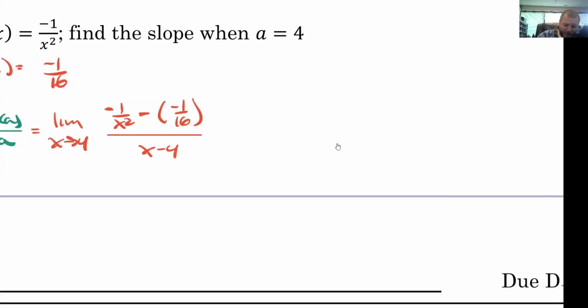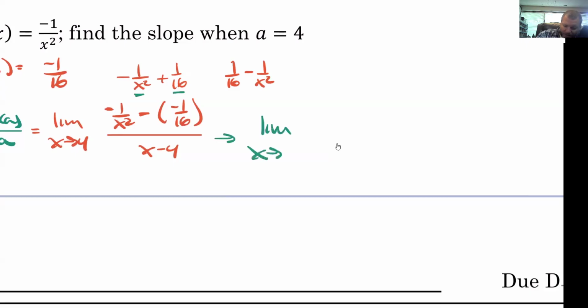So we can write this as, if we want, a minus minus, so -1 over x squared plus 1 over 16 if we wanted. Or, if it's easier for you, feel free to write 1/16 minus 1 over x squared, same thing. Any way that we do it, we're going to have to get a least common denominator. So we have an x squared and a 16.